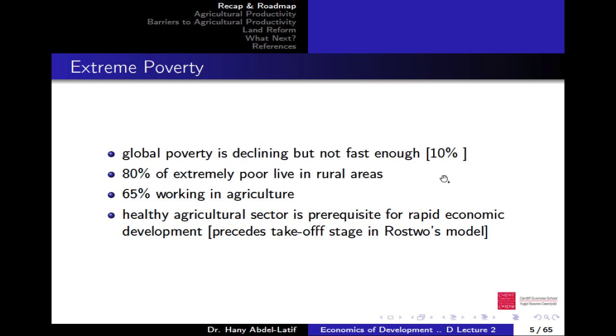So we need a healthy agriculture sector for any rapid economic development program. So you need a healthy and good agriculture sector. And we show that this is important for Rostow's growth model. So we have 5 stages to reach the takeoff stage. You have to have this sort of healthy agriculture sector.